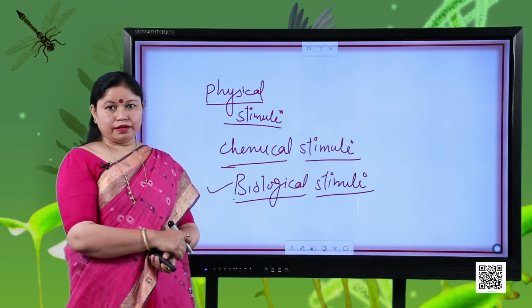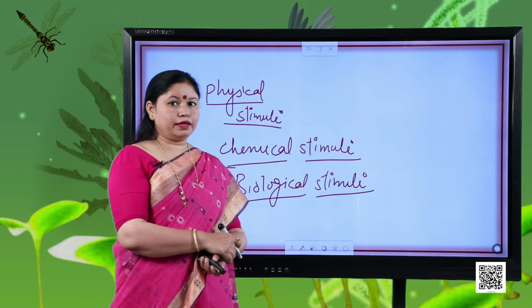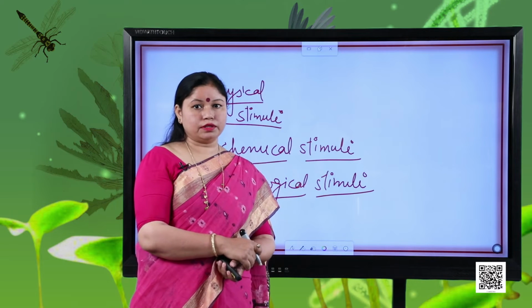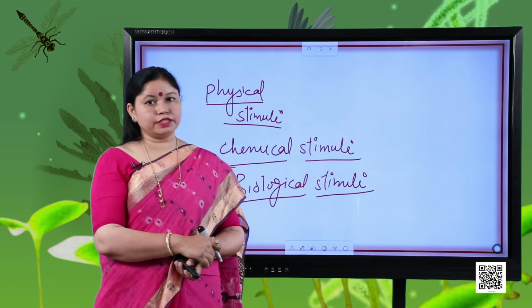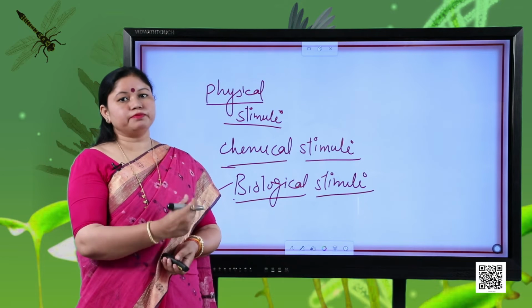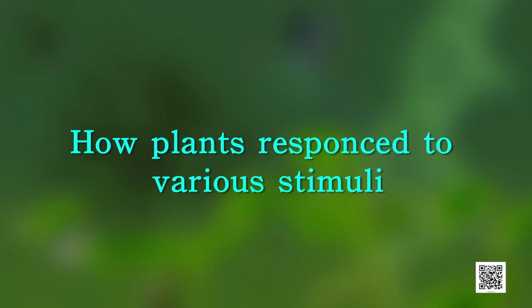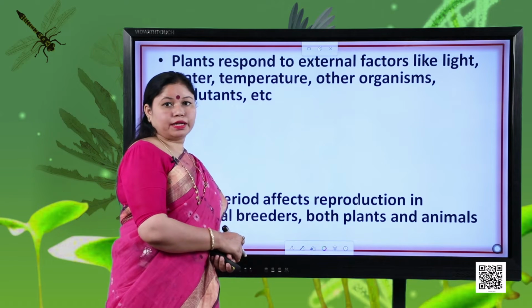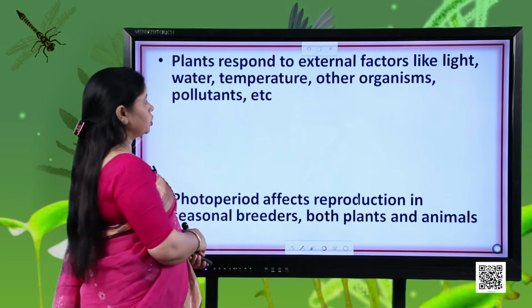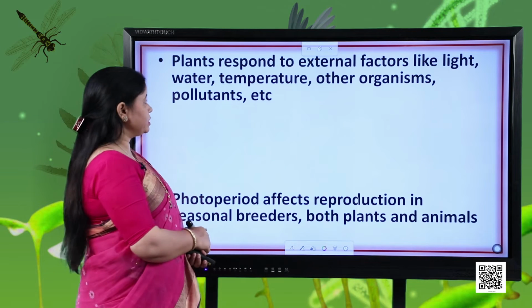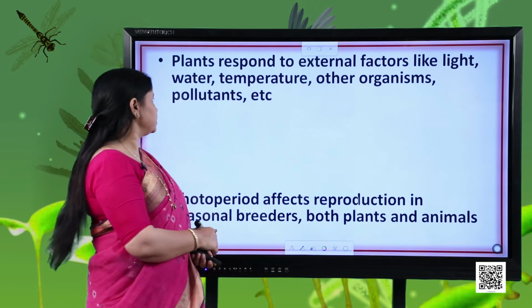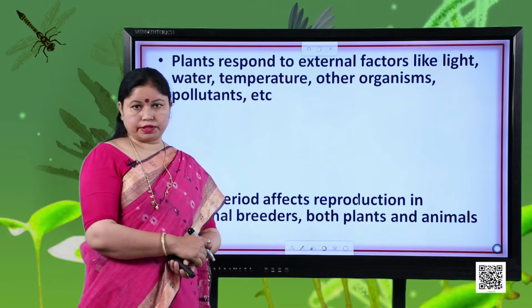Therefore, now you will be able to understand that organisms give different responses towards different stimuli. The response may vary from one organism to another. Let's talk about how plants respond to various stimuli. Plants respond to external stimuli like light, water, temperature, other organisms and even to pollutants.